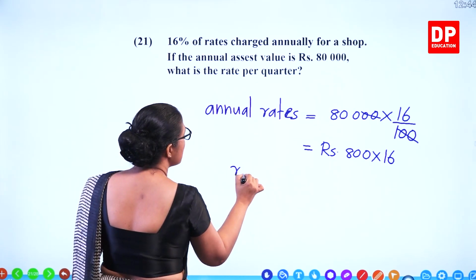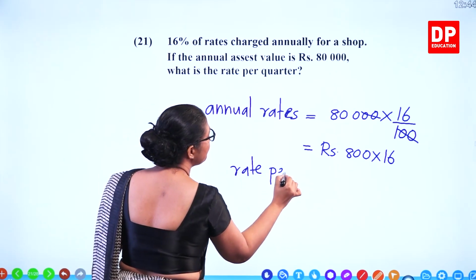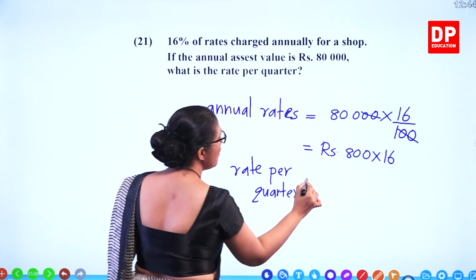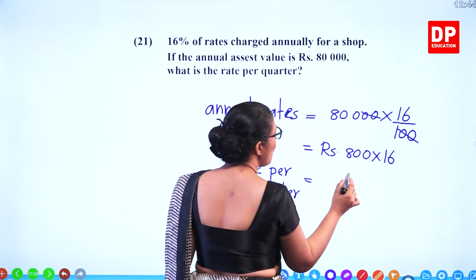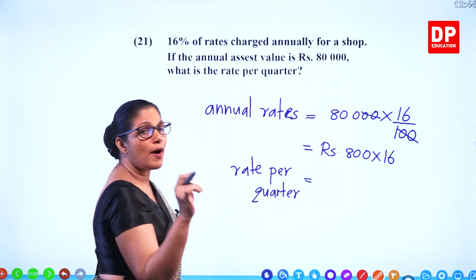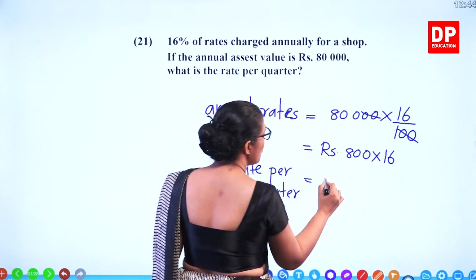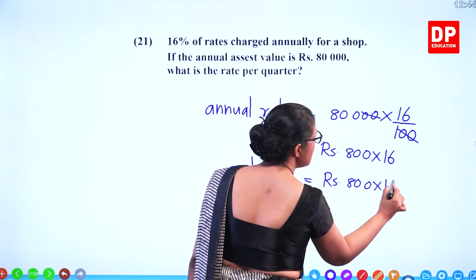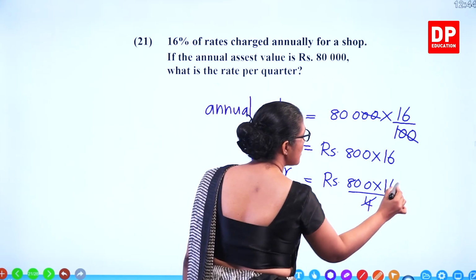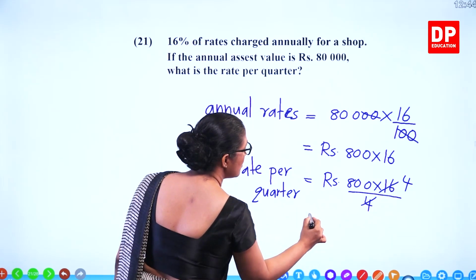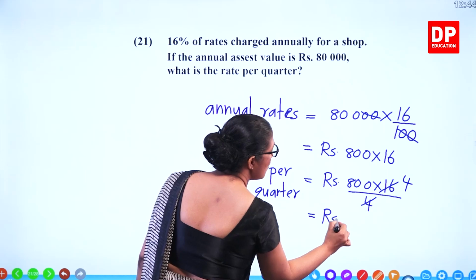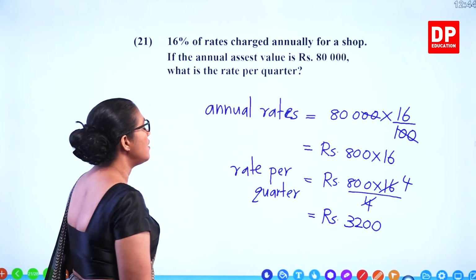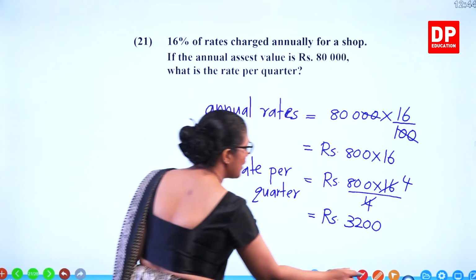So for the rate per quarter, you have to divide by 4. Quarter means 4 parts. When you divide by 4 parts, 1 part is a quarter. So you take 800 into 16, divide by 4. 4 times 4, 16. So 8 times 4, 32. 3,200 rupees. So you get 2 marks for that.